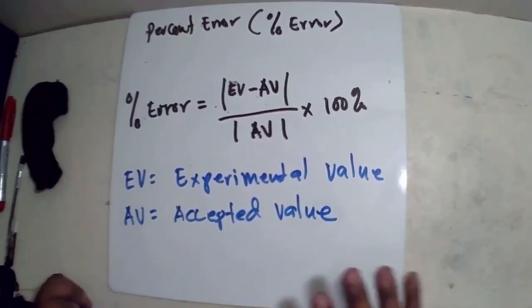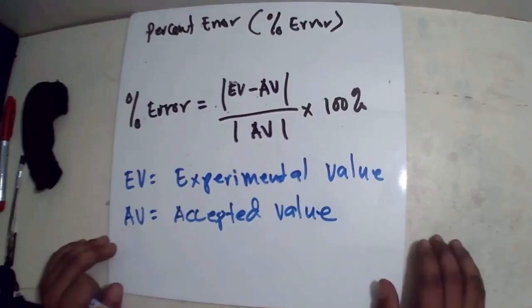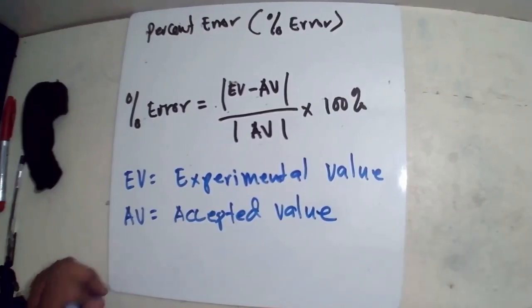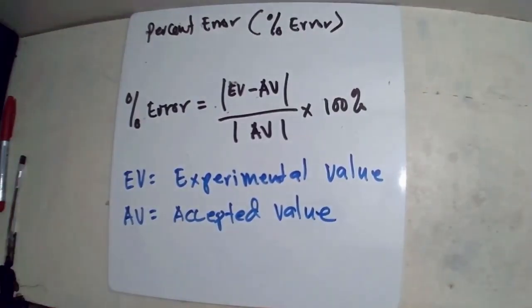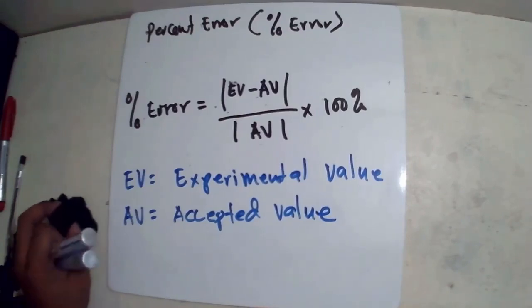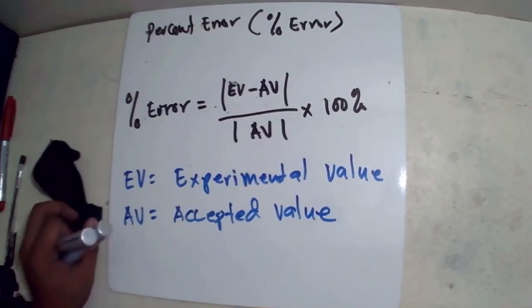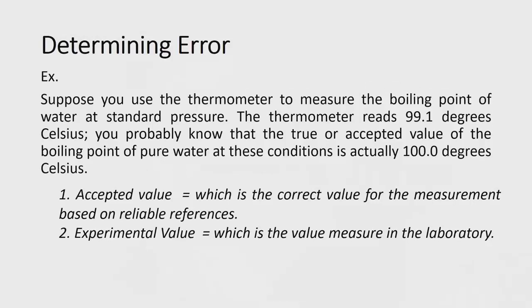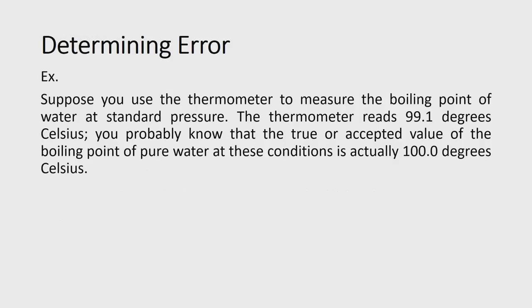You can pause the video and copy this one, because you cannot find these principal concepts in your module. Now, let's proceed to the example on how we are going to find the percent error of a measurement applying this formula. Again, you can pause your video and copy this one. Now let's go back to our video slide, to the determining error, and consider that example.